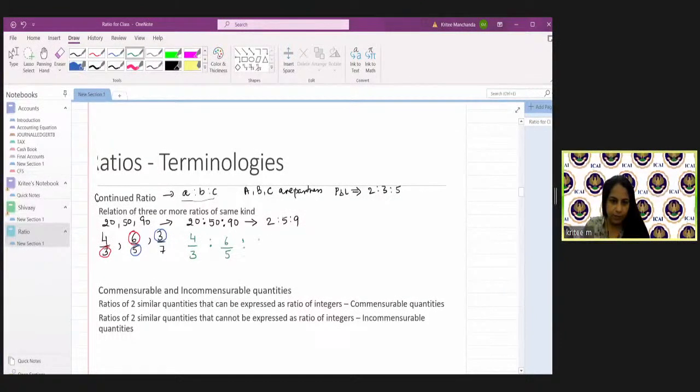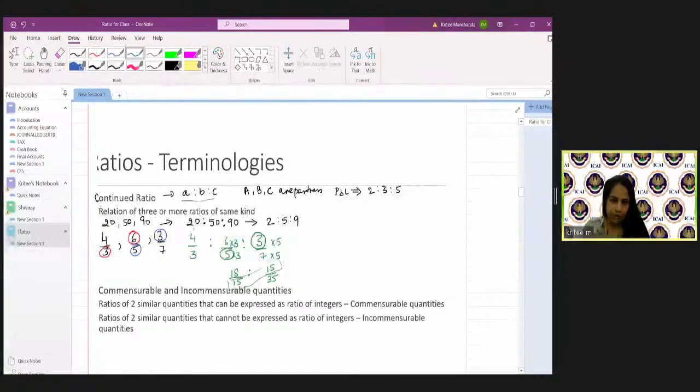I will have to convert them. Only then can they be presented in the continued form. So this is 5 and this is 3. The LCM is 15. So I will multiply this entire ratio by 5 and this entire ratio by 3. So this is going to look like 15 is to 35 and 18 is to 15. So these two quantities come in the continuation.